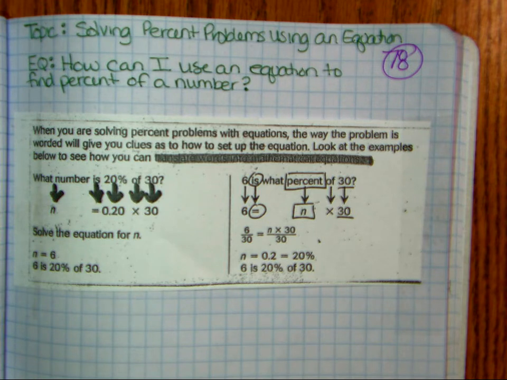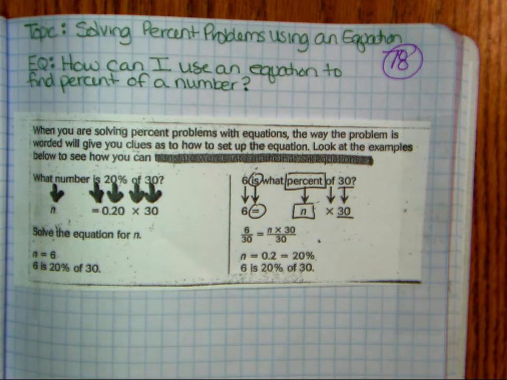We're on page 77 and 78, and you only have one little piece of paper to put in. The essential question is, how can I use an equation to find the percent of a number? And you'll notice that on this paper you have a little bit of writing. So we're going to read that. I'm going to read it out loud. You can read it on yours.